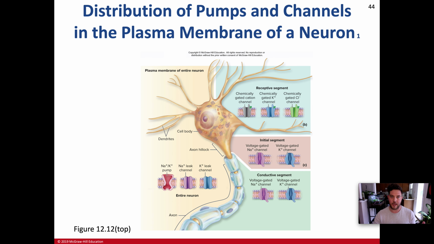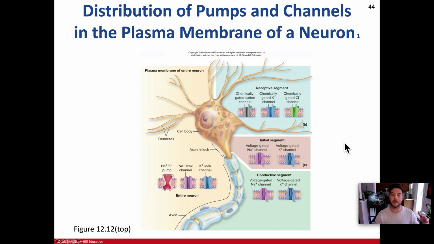Here is half of that picture. So you have the plasma membrane, the entire neuron. You're going to have these sodium-potassium pumps, sodium leak channels, potassium leak channels. In the receptive segment, you're going to have your chemically gated channels. Okay, so in receptive parts, that's where the neurotransmitter is received. You have to have chemically gated channels for those. In the initial segment and the conductive segments, those are going to be voltage gated channels.